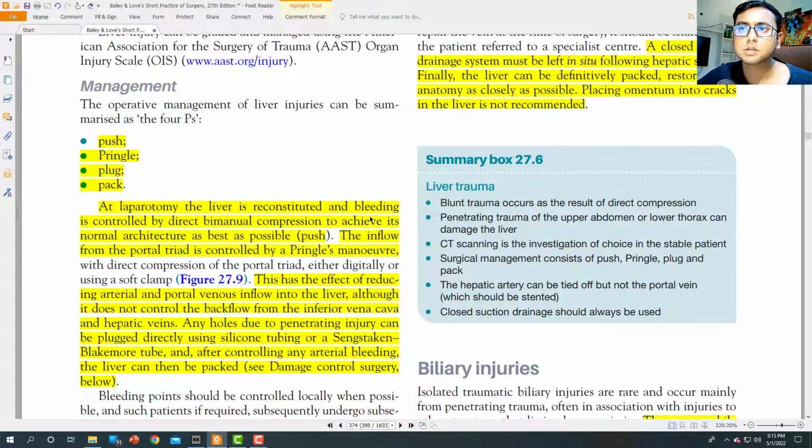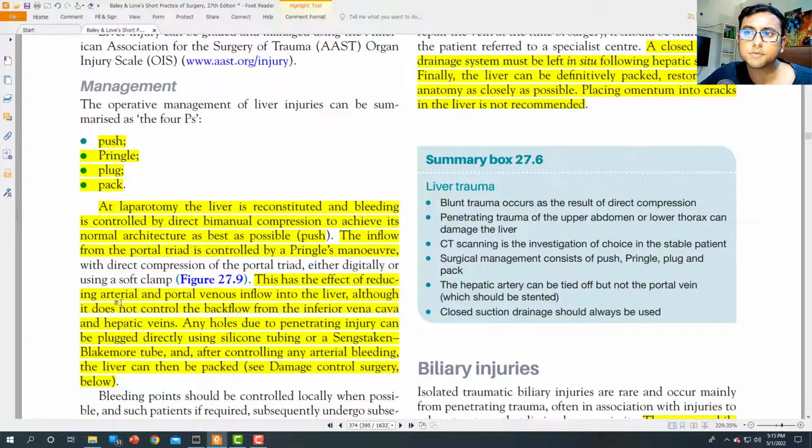At laparotomy, the liver is reconstructed and bleeding is controlled by direct manual compression. That is, by both hands I can pack up the vessels. Then another one is push: I can push or apply pressure with my hands. The inflow, the portal triad, is controlled by the Pringle maneuver.